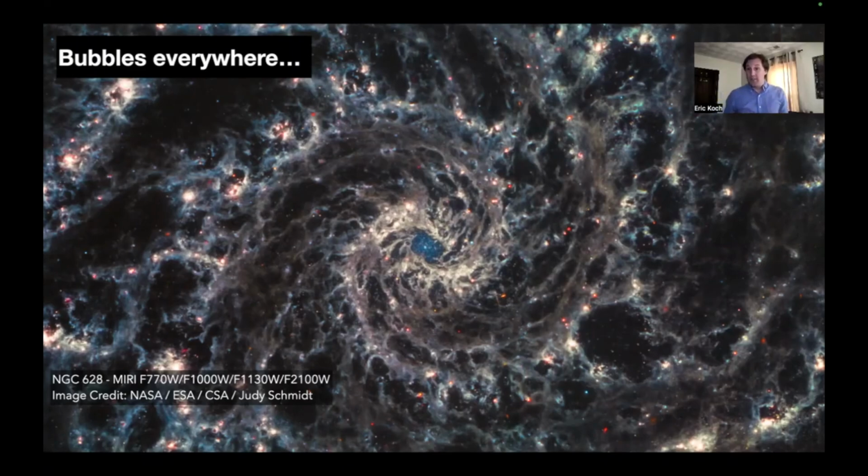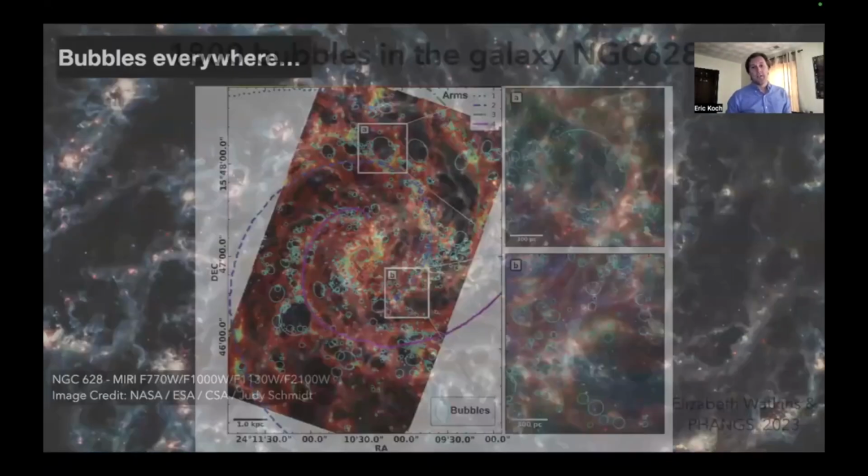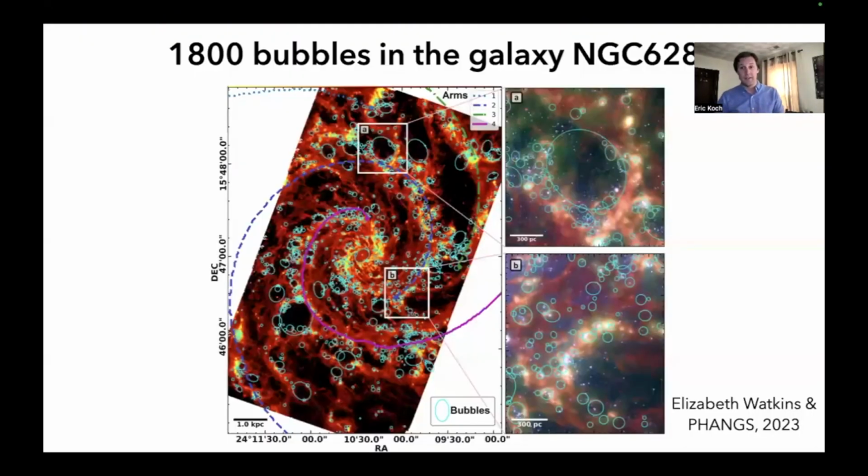So we have all of these bubbles. We want to look at their properties and understand them as a whole, as a population, and better understand how they both stop star formation within individual regions, but could also potentially seed it around the edges of these bubbles as they grow. And so the initial work on this was led by my colleague Elizabeth Watkins as part of the rest of the PHANGS team. And she identified nearly 1,800 bubbles within this one galaxy.